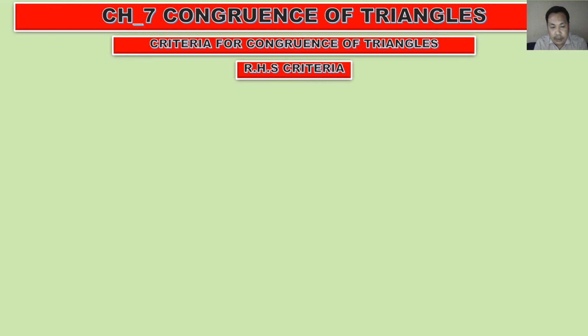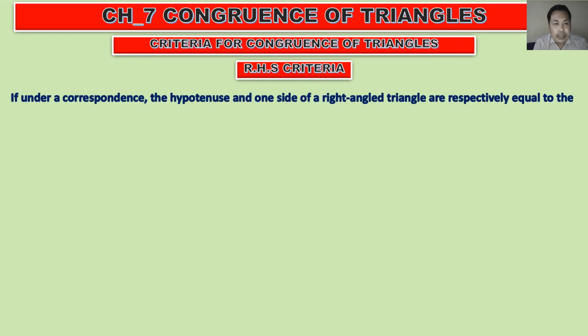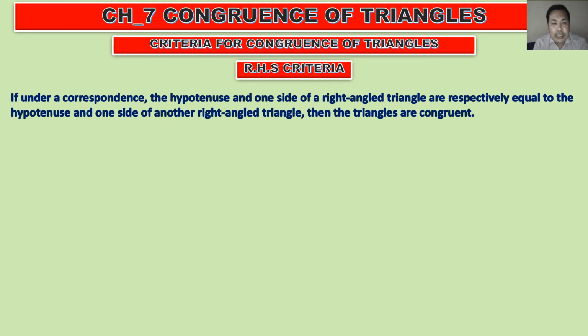So let us see with examples here. My dear student, if under a correspondence the hypotenuse and one side of a right angle triangle are respectively equal to the hypotenuse and one side of another right angle triangle, then the right angle triangles are congruent triangles. Okay. So let us see with the example here.